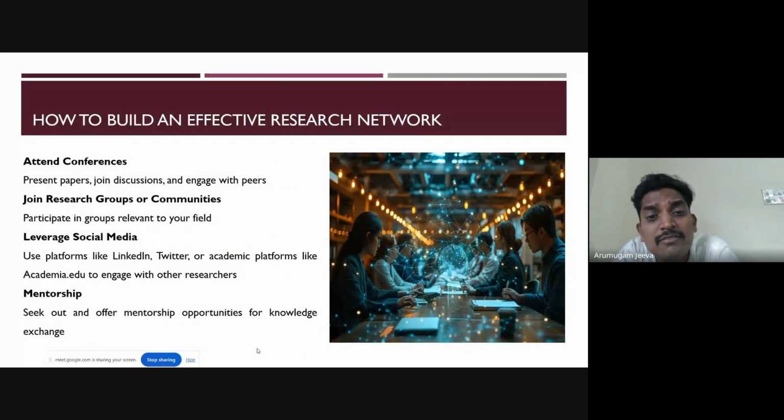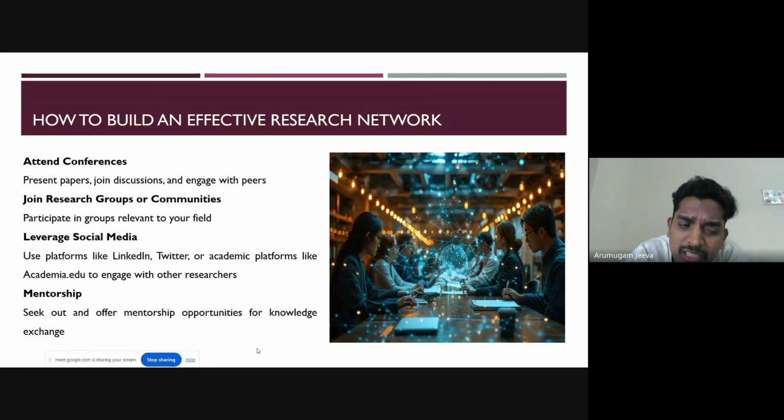And how to build an effective research network. First thing, we are now very fortunate. We are able to attend conferences even online, through webinars. Without personal connectivity, we can connect virtually. That is the kind of arena we are sitting in and experiencing right now. You can attend the conference, present papers, and join discussions using various social academic networking platforms, and you can engage with peers. You can join various research groups and communities virtually. That will make for active participation in groups relevant to your field.